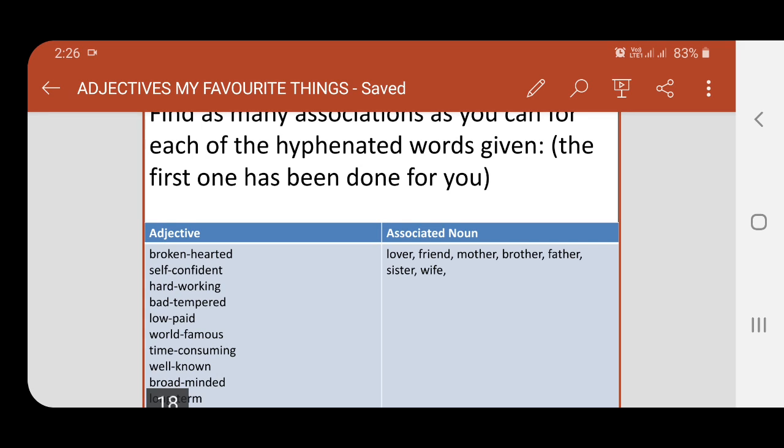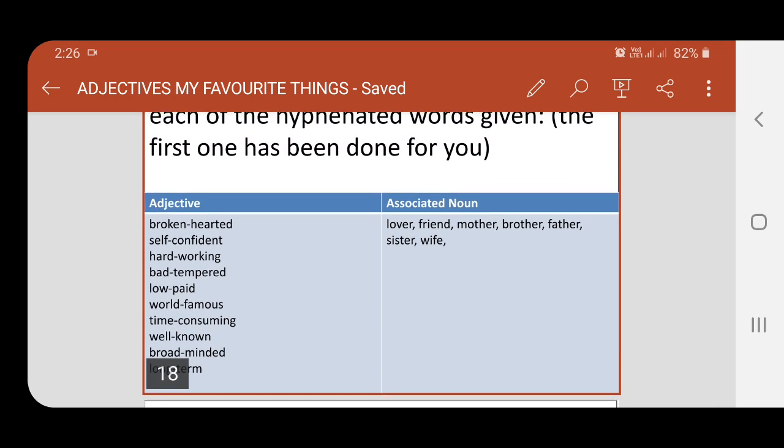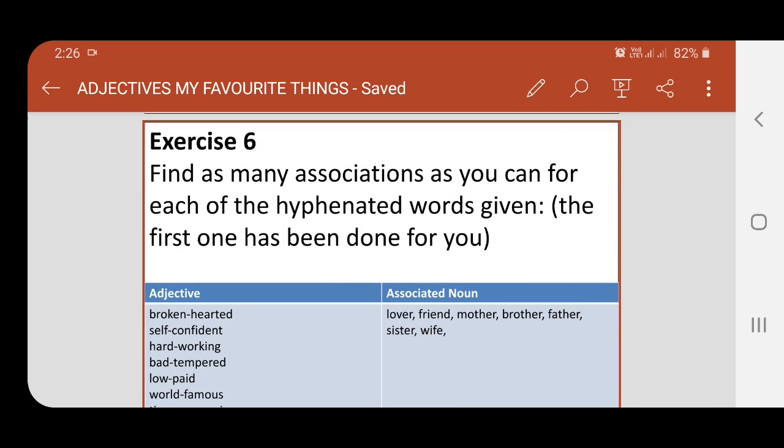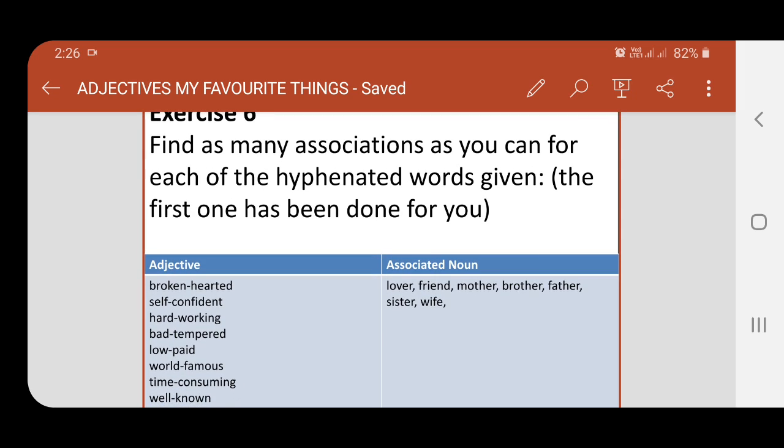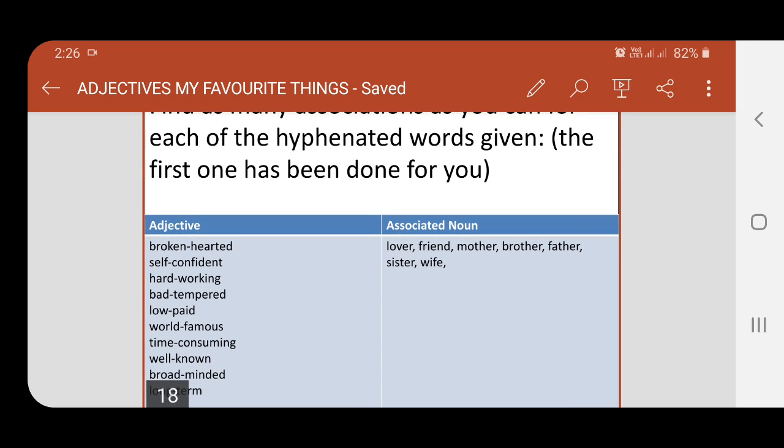Self-confident: brother, sister. Hard-working: mother, father. Bad-tempered: wife. Low-paid: sister, brother, whatever it may be. So match and make and give your answers. So this is in your exercise number 6.